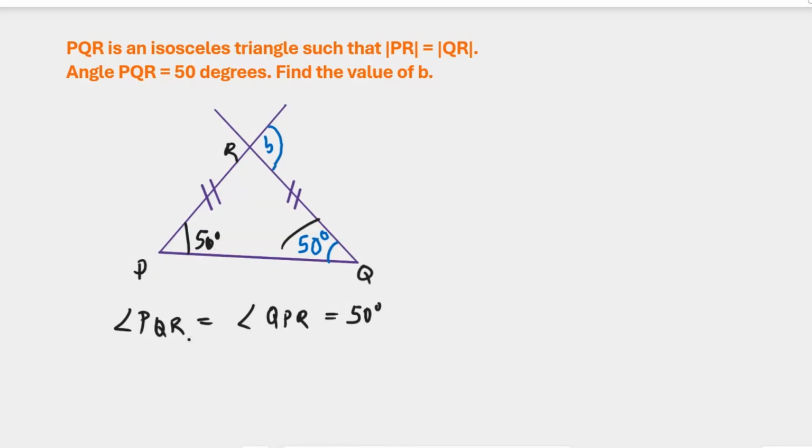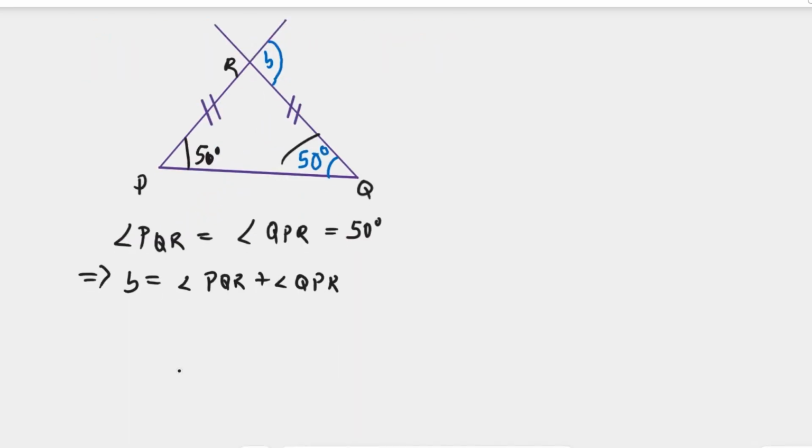So with that said, the angle B, which is the exterior angle, is equal to the sum of these two opposite interior angles. So we can say that B is equal to angle PRQ plus angle QPR. That is B is equal to 50 plus 50. So B is equal to 100 degrees.